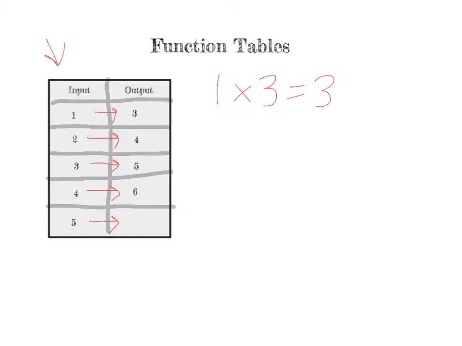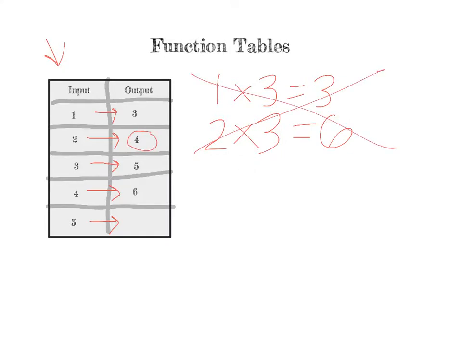So let's go down to the number 2. 2 went in and 4 came out. If the times 3 rule is true, then 2 times 3, well, that equals 6. That's not the output, that's right here. So times 3 cannot be our rule.